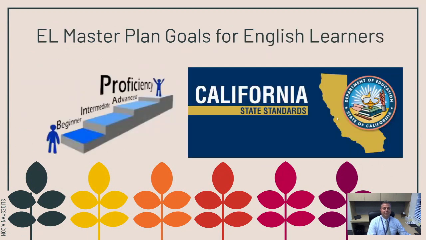The final bit of information that I'll share with you about the English Learner Master Plan is that there are common goals for the English learners that are spelled out within that plan. Those two goals are, number one, English learners acquire full proficiency as rapidly and as effectively as possible. And number two, English language learners meet state standards for academic achievement, and that is measured through our standardized testing.